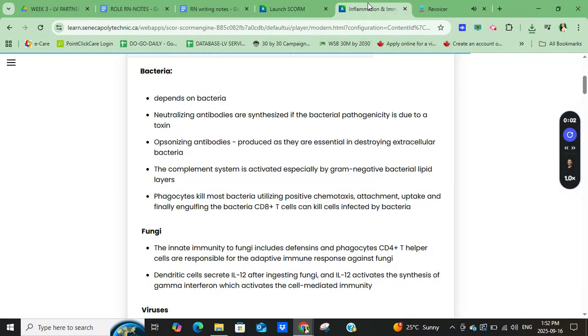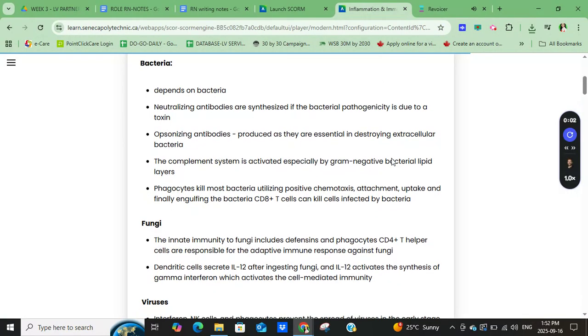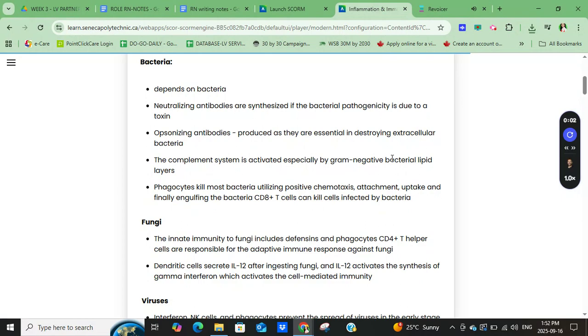Bacteria: the response depends on the bacteria. Neutralizing antibodies are synthesized if the bacterial pathogenicity is due to a toxin. Opsonizing antibodies are produced as they are essential in destroying extracellular bacteria. The complement system is activated especially by gram-negative bacterial lipid layers. Phagocytes kill most bacteria utilizing positive chemotaxis, attachment, uptake, and finally engulfing the bacteria. CD8+ T cells can kill cells infected by bacteria.